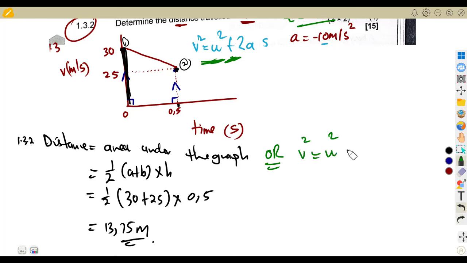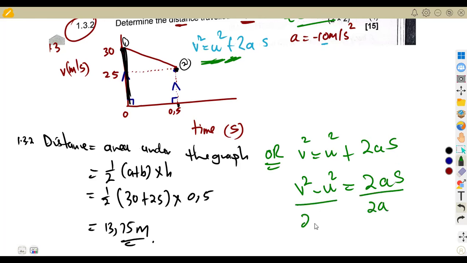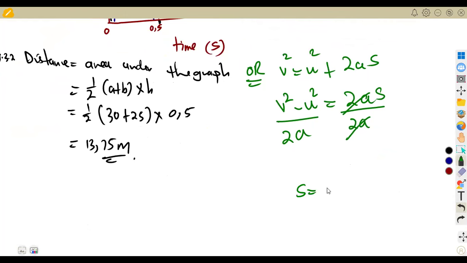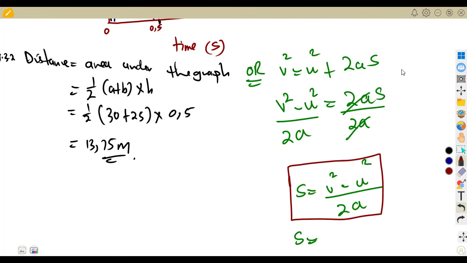V squared is equal to U squared plus 2as. We're going to make S the subject, our distance or displacement. So V squared minus U squared is equal to 2as. We want S, so we divide by 2a; it cancels and we remain with S. So S is equal to V squared minus U squared over 2a. If you know this formula already, there's no need to start from here; you can just substitute. But guys, we are mathematicians. As you are doing engineering, you are a mathematician.